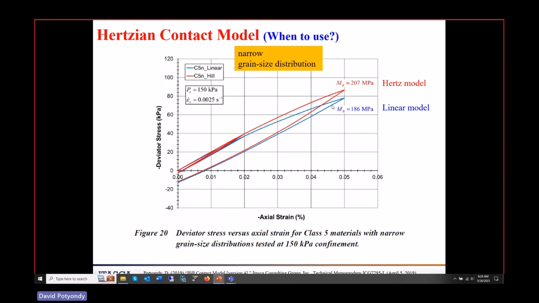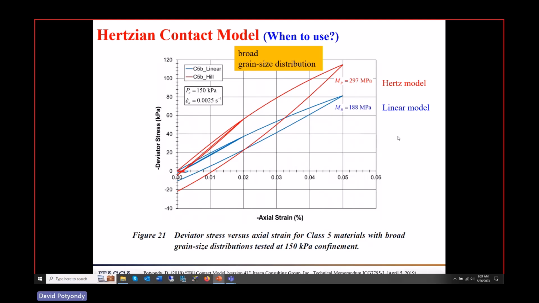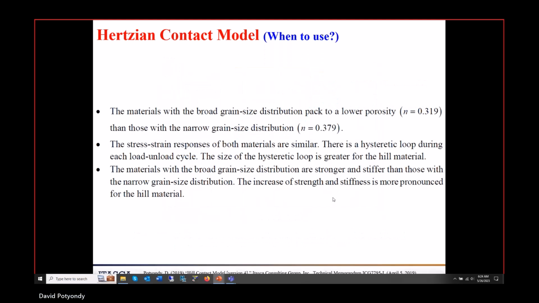And what we find here, this is for the narrow grain size distribution. Here's our resilient modulus. Remember, that's the slope of this curve. So the Hertzian model is a little bit stiffer than the linear model. And with the broader grain size distribution, this effect is even more pronounced. So that's basically what we see here. We're seeing that it does have an effect.